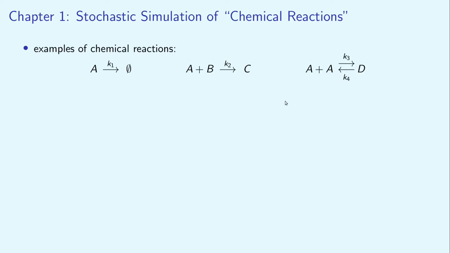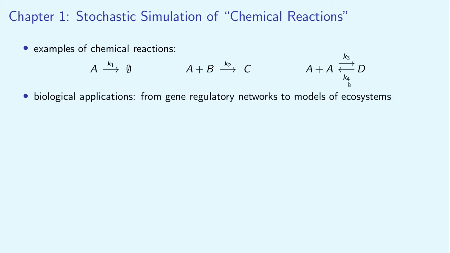In all these examples and in our lecture notes, we denote chemical species by capital letters like A, B, C, and D here. In applications, they will have specific biological names. I have put the phrase "chemical reactions" in quotes here because this chemical reaction formalism can be applied beyond traditional chemistry.